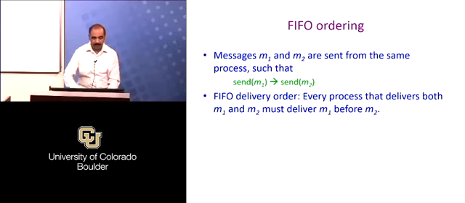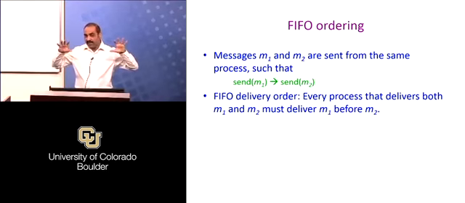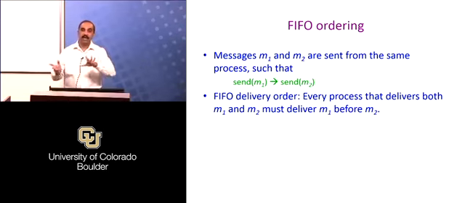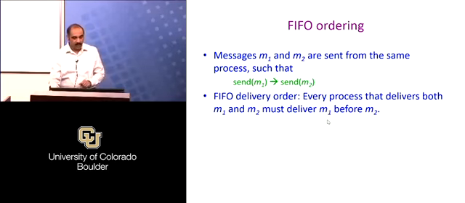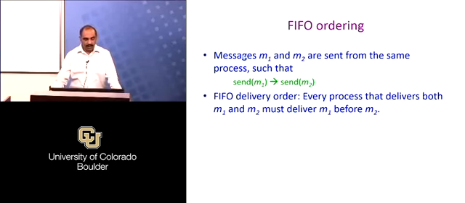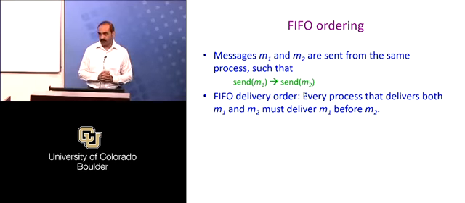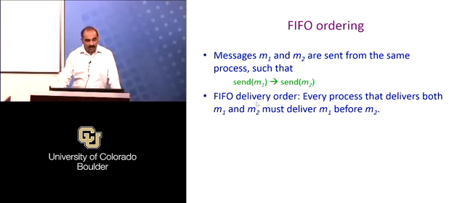So FIFO ordering. Now, this is important to understand. I know I have been saying that there is a difference between ordering of messages and ordering of events. So what is FIFO ordering? Let's say you have messages M1 and M2, and they are sent from the same process. And the relation is that send M1 happened before send M2. This is a happened-before relation. Here we are talking about events, so we can define our happened-before relation. What FIFO delivery order says is every process that delivers both M1 and M2 must deliver M1 before M2.